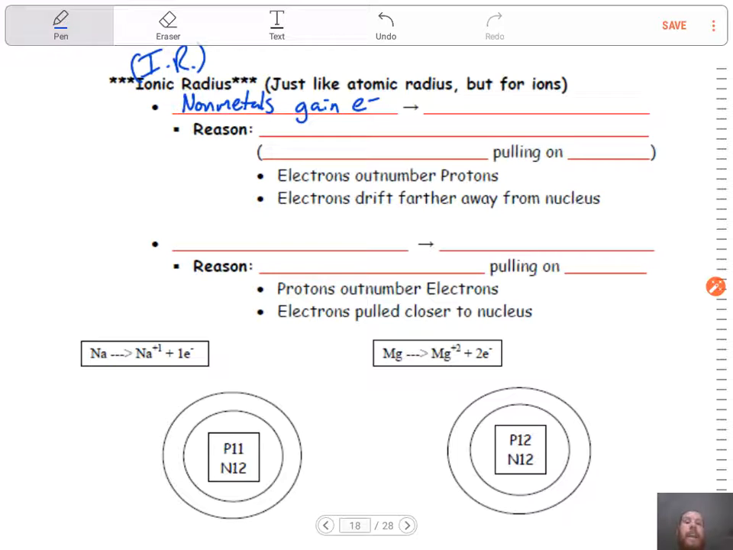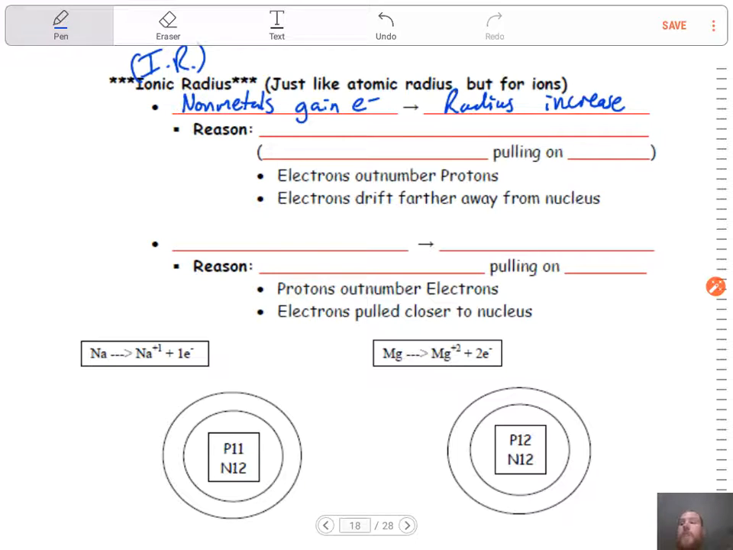Now, since they're gaining electrons, they're pulling something in. Think about it like this: if you were to add $1 to your wallet, is your wallet going to get bigger or smaller? It would be getting bigger. Very simple idea. If you're gaining electrons, you're putting them into your atom, so they're going to get larger. The radius is going to increase.